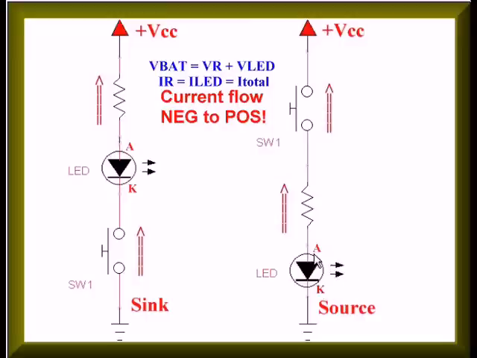Again, note that the anode on the positive side of the LED goes to VCC. The cathode, or the negative side where the arrow is pointing to, goes to ground. Current flow, again, is negative to positive.